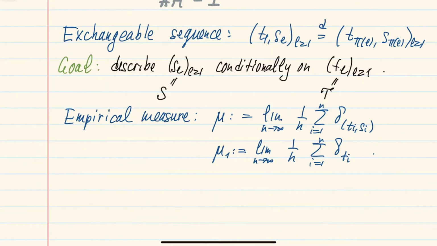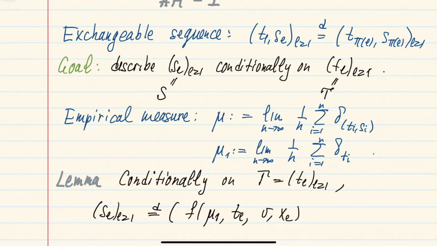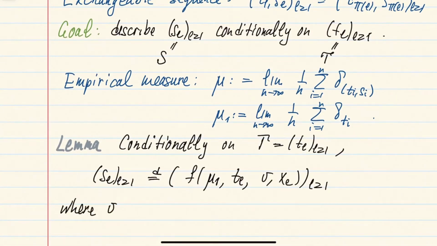And a key step in the proof of Aldous-Hoover representation will be the following lemma, which states that conditionally on the sequence T, the sequence S_l of the second coordinates is equal in distribution to some function f of this empirical measure mu1, T_l, and then new random variables here will be v and x_l, where v and x_l for l greater or equal than 1 are all IID uniform random variables, and the function f is a measurable function of its coordinates on the corresponding spaces where they are defined, with values in the space where this random variable S_l belongs.